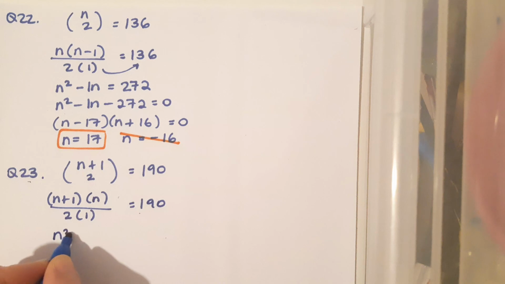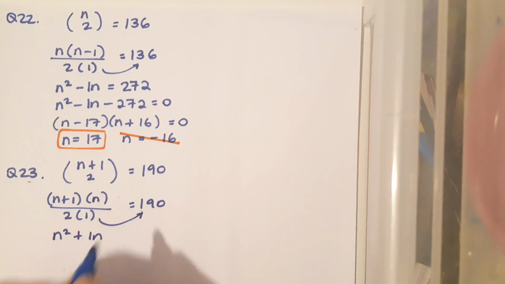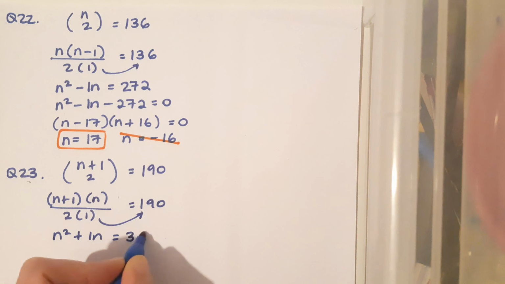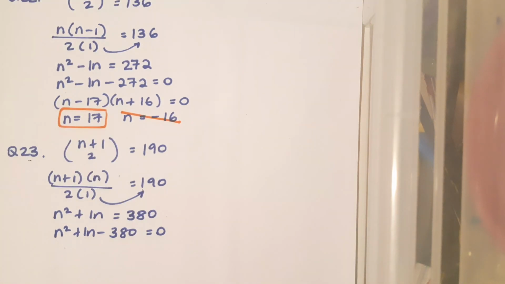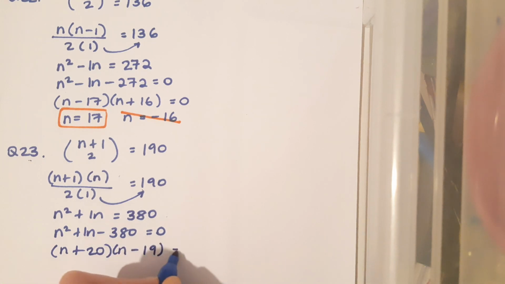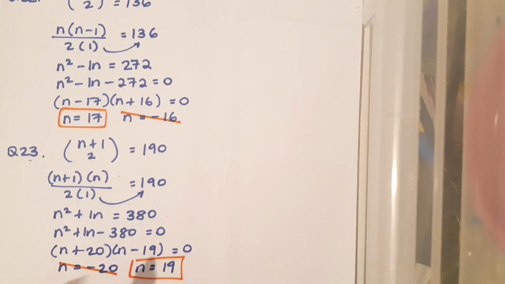So I'm going to have n squared plus 1n. I can bring that 2 up and multiply it by the 190 to get 380. I'll rearrange the quadratic so it's all on one side. And then I have to factorize and solve. So my factors then are going to be n plus 20, n minus 19 equals 0. And so I've got n equals minus 20 or n equals plus 19. And again, just like before, I'm going to eliminate my negative solution and only accept the positive solution.